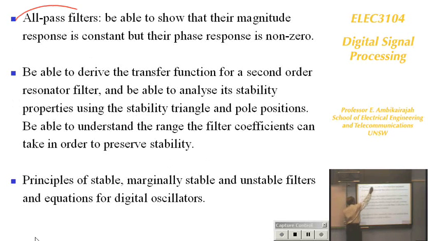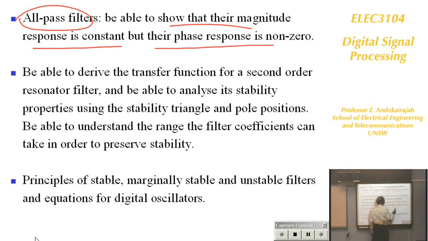Then you look at all-pass filters and how you design all-pass filters, basic first-order all-pass filters, and show their magnitude response is constant, but their phase response is non-zero. Be able to derive the transfer function for a second-order resonator filter, and you should be able to analyze the stability of the filter in terms of poles and zeros, in terms of the stability triangle. And for the stability triangle, you should be able to derive the equation for the boundary of the triangle using the method I have shown you in the lecture notes.